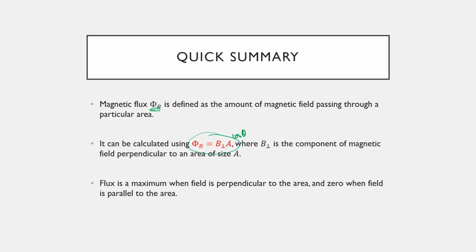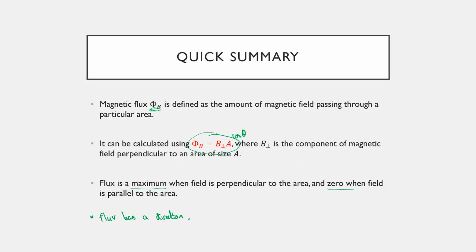You can split it up using trigonometry, and you'll see that's where your cos comes from. And just remember, the flux is a maximum when the field is perpendicular to the area, and 0 when the field is parallel to the area. And just as a final point, it's helpful to say that flux has a direction.